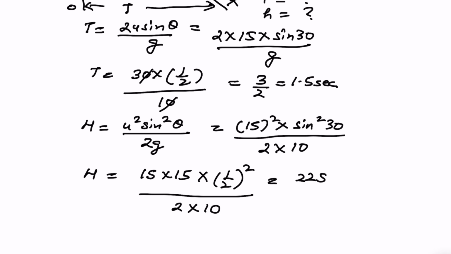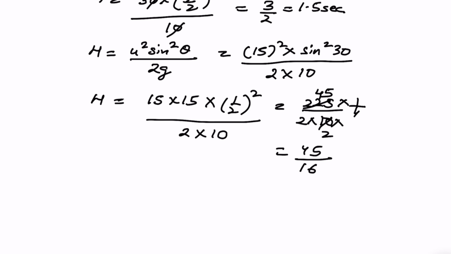So that will become how much? 15 square is 225, into 1 by 4, divided by 2 into 10. So 5 fours are 20, 5 fives are 25. So I am going to get how much? 45 divided by 16. And if I divide that, I will get how much? 2.8 meters. So the height is 2.8 meters.